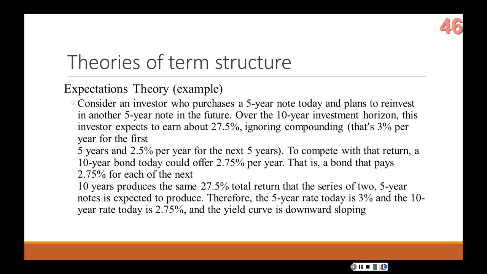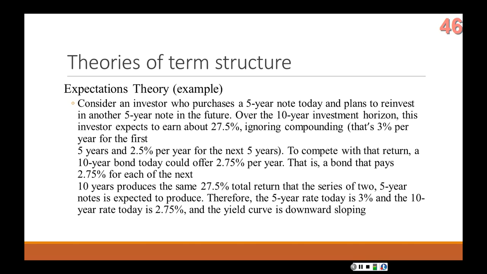So here's an example. We have an investor. He wants to invest his money for 10 years. So he purchased a 5-year note today and he plans to reinvest that for another 5-year note in the future. So he's investing his money for a collective 10 years, and he is going to earn roughly 27.5%. So he's earning 3% a year for the first 5 years and 2.5% every year for the next 5 years.